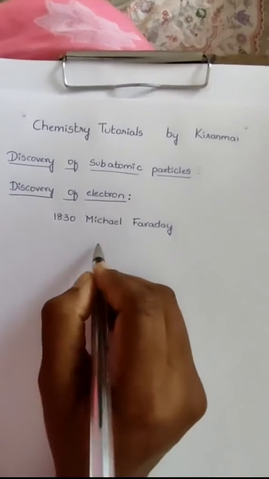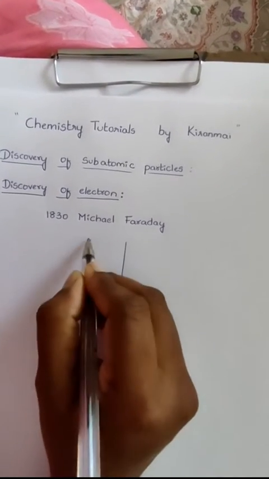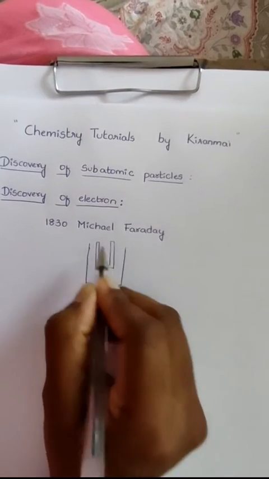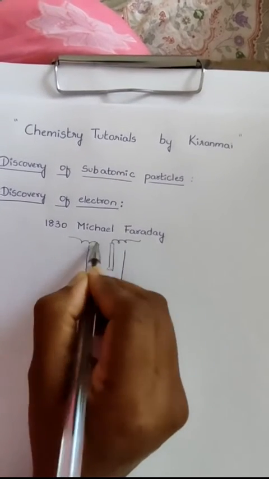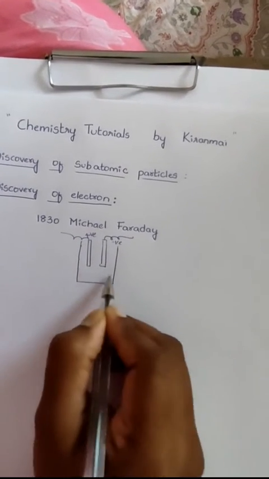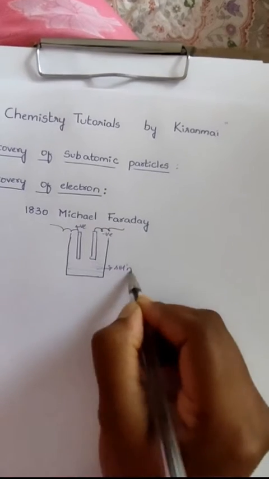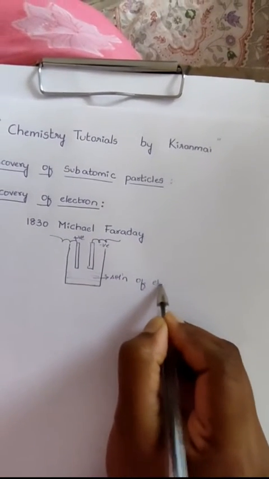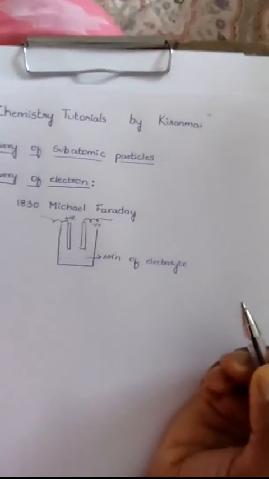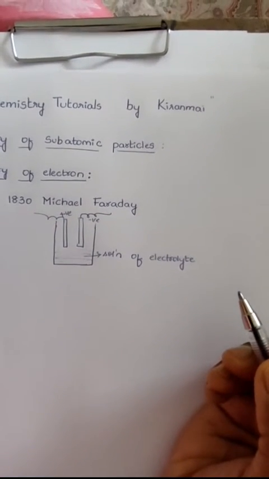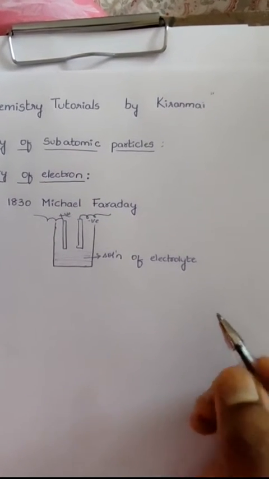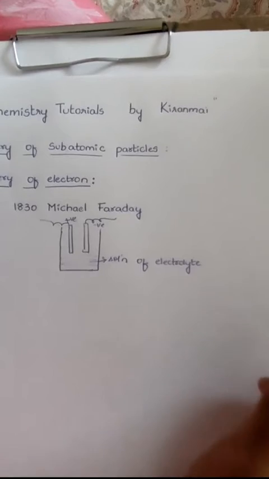matter at the electrode. Consider an electrolytic cell, a container or vessel in which there are two electrodes, positive electrode and negative electrode, containing a solution of electrolyte. Electrolyte means a substance which produces an electricity-conducting solution when dissolved in a polar solvent such as water.